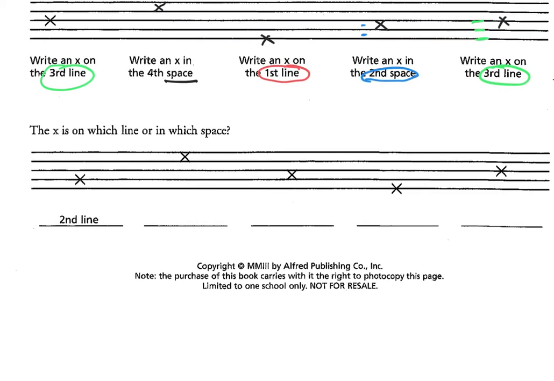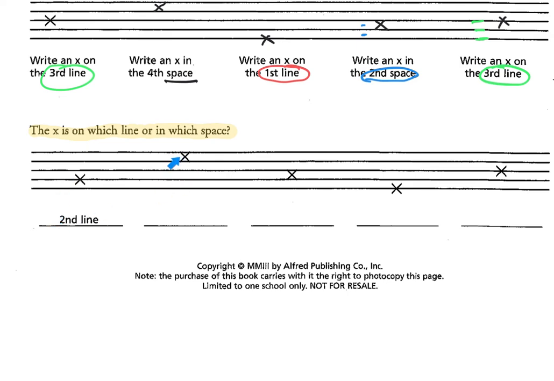Uh-oh, the opposite. So this time they're going to ask you which line or which space the X is on. They did the first one already where they said, well, that's on a line. That X is, there's the first line, there's the second line. Ta-da, second line.